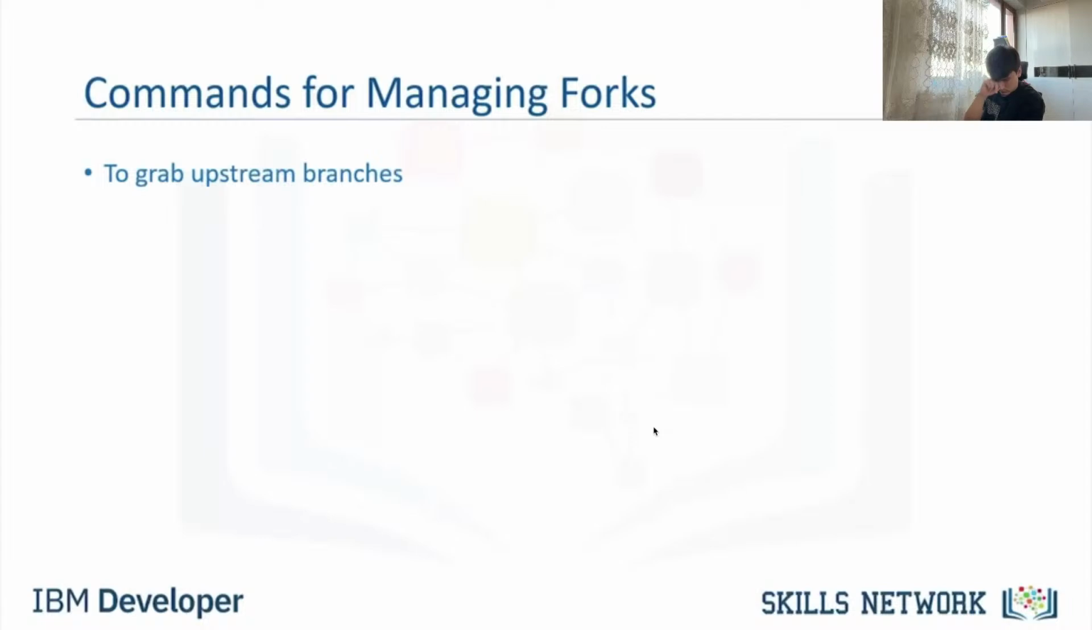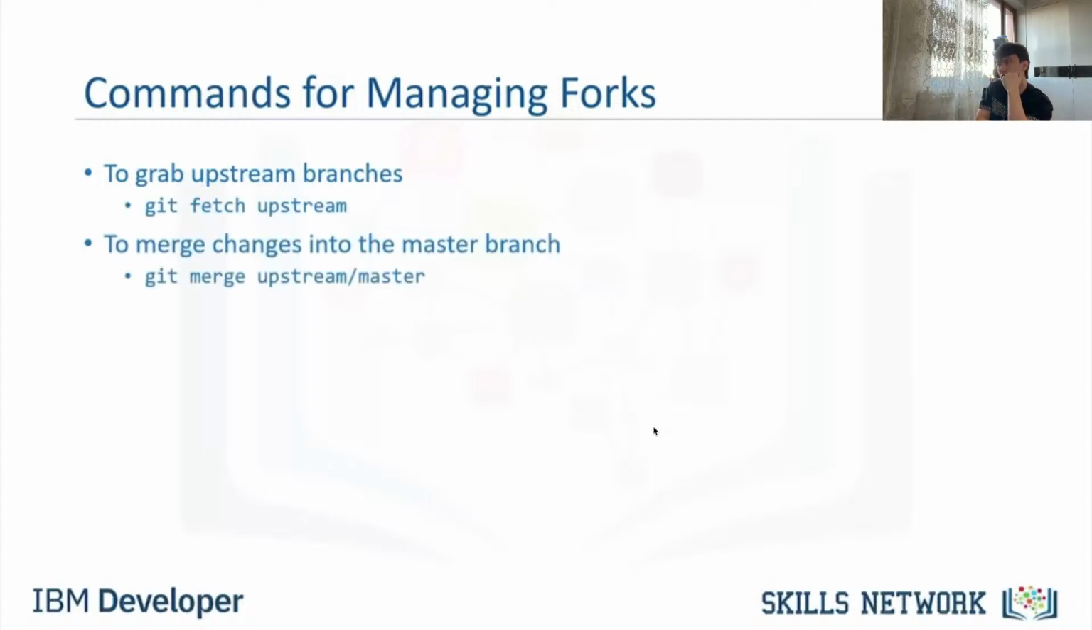Other commands of interest include git fetch upstream to grab upstream branches and git merge upstream master, which merges changes into the master branch. You will also see git pull upstream, used to fetch and merge the remote branch in the same step. Git pull upstream reduces the number of steps to sync with a remote branch, but the automatic merges are not always desired.